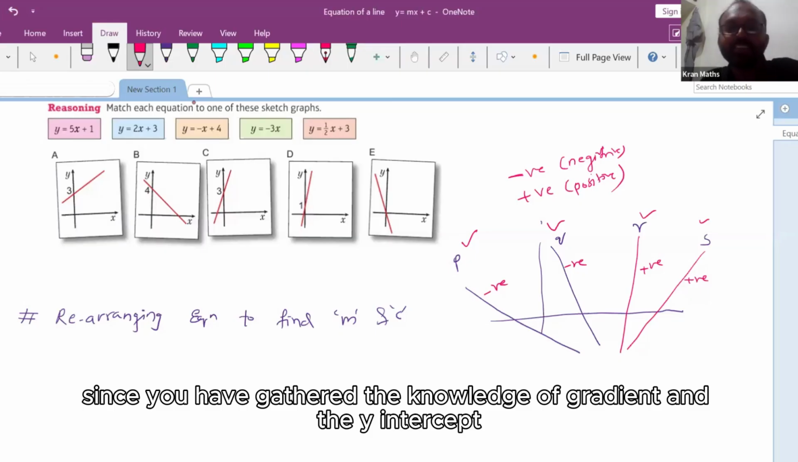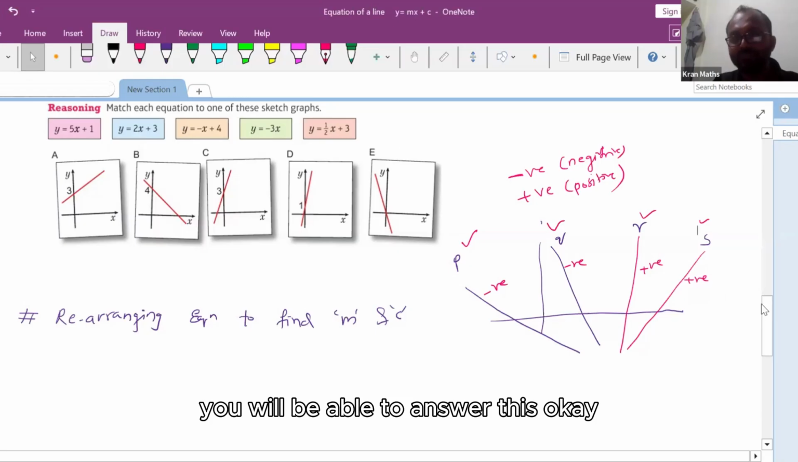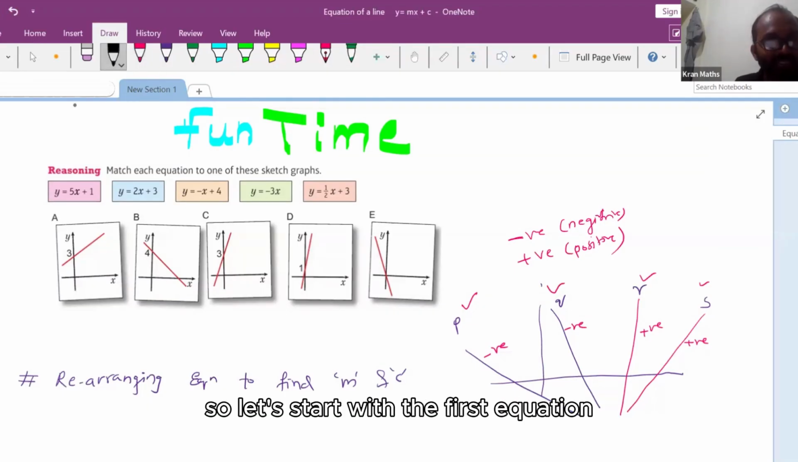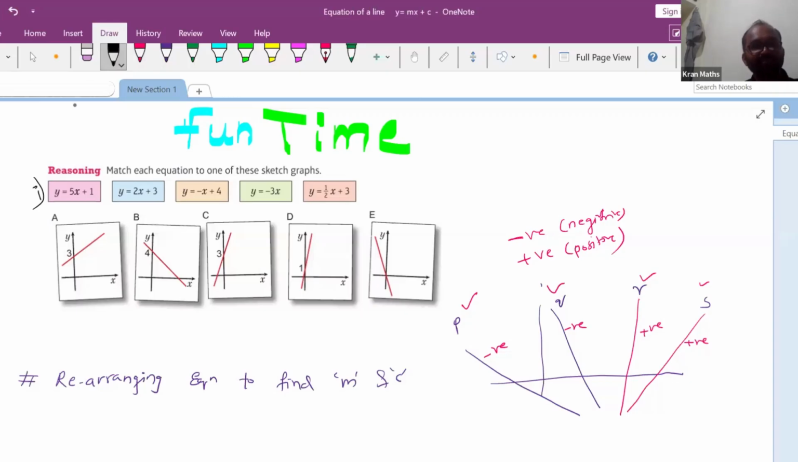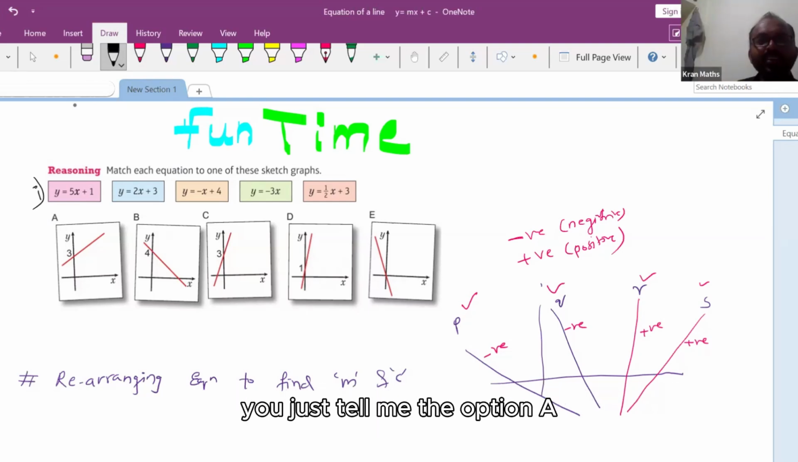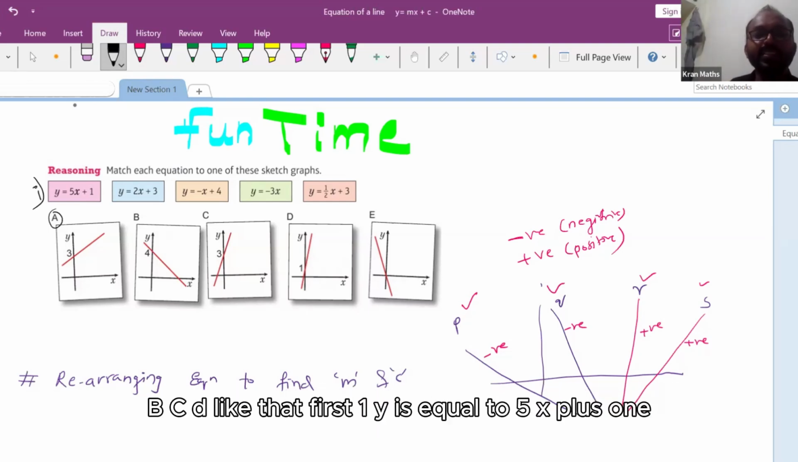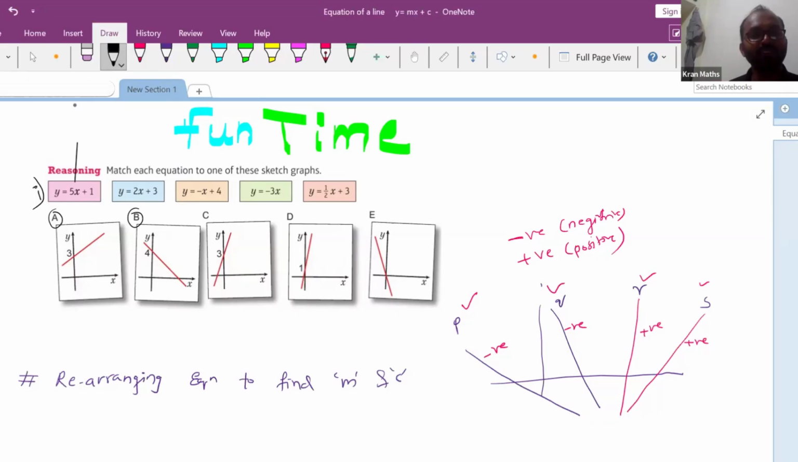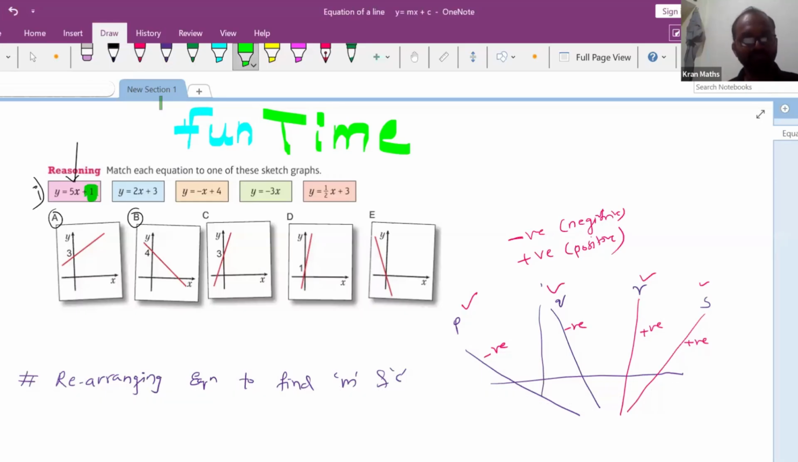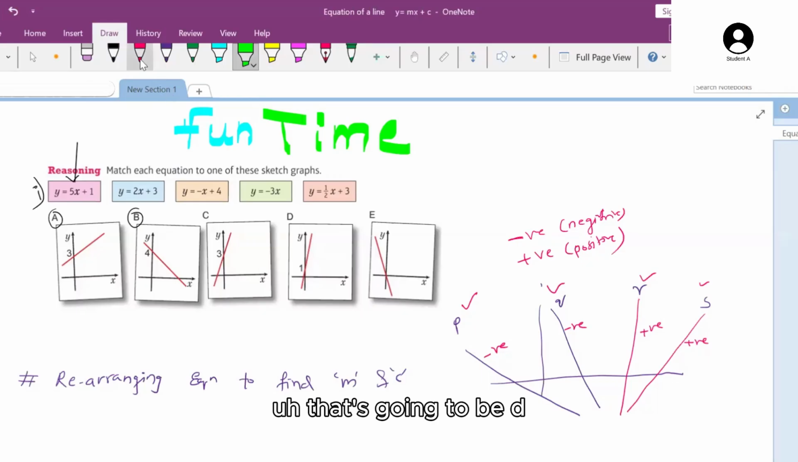Now, since you have gathered the knowledge of gradient and the y-intercept, you will be able to answer this. You just have to answer this, match them. So let's start with the first equation. Should I write this down or should it be a verbal activity? You just tell me the option A, B, C, D like that. First one, y is equal to 5x plus 1. You have to target this part. Y-intercept is 1. That's going to be D.